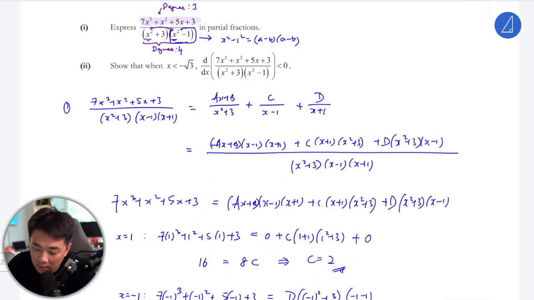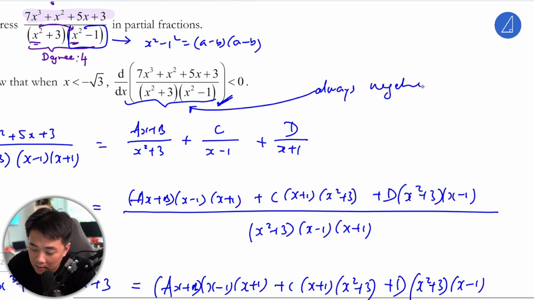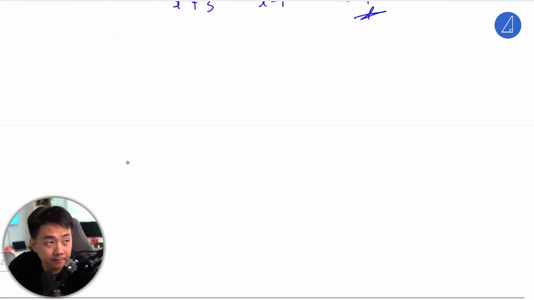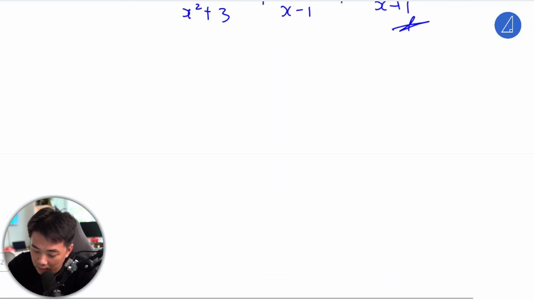Second part is the interesting one, which is to show the derivative is always negative. This means show that this is always negative. When you say that it is always less than 0, you want to show that the derivative is always negative. So we just differentiate it first. So for part b, part 2, what we're going to do is just differentiate it first.